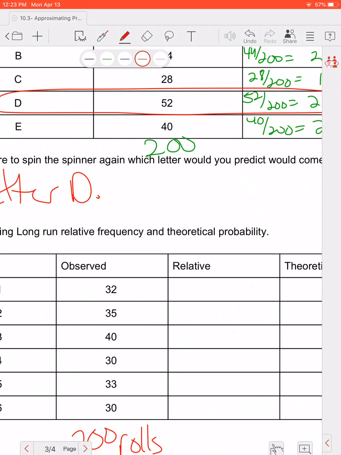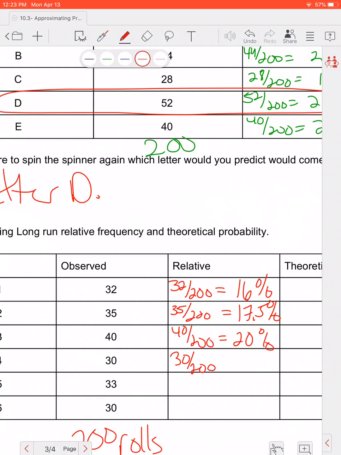So to find the relative frequency, we're going to do 32 divided by 200. And again, I'm just going to put these in percentages just for ease, which would be 16%. We could leave it as fractions, but it's nice to look at percentages just because then you're comparing in the same way. 35 divided by 200 would be 17.5%. 40 divided by 200 is going to give us our nice 20%. We're going to have 30 divided by 200, which is going to give us our nice 15%.